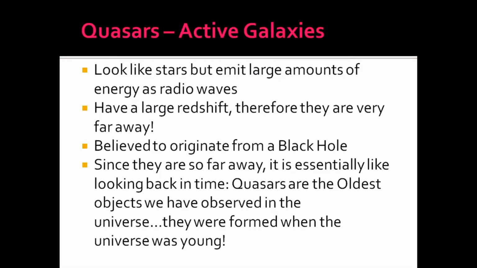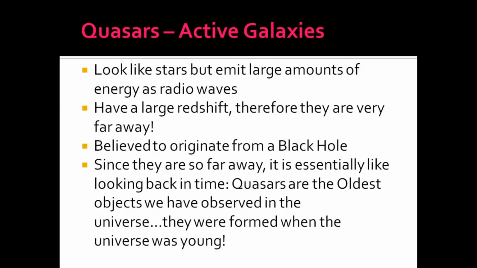Okay, what about these active galaxies I mentioned? Kind of the next range, these active galaxies. Well, sometimes they're so active that they look like stars, but they're stars that emit large amounts of energy as radio waves. And when they're so bright at the center that they look like stars from our location, we call them quasars. So quasars are really the active central region of an active galaxy.